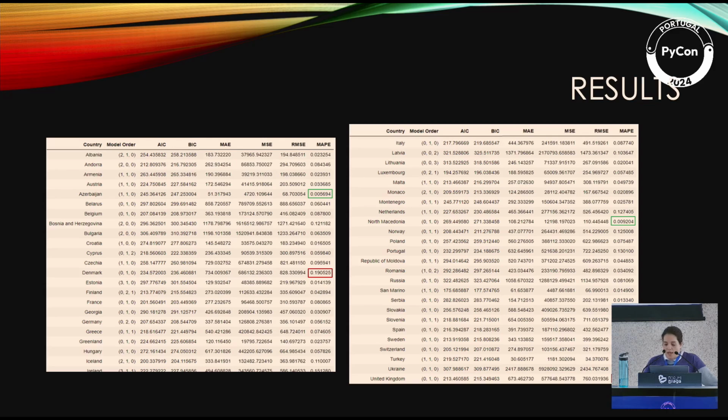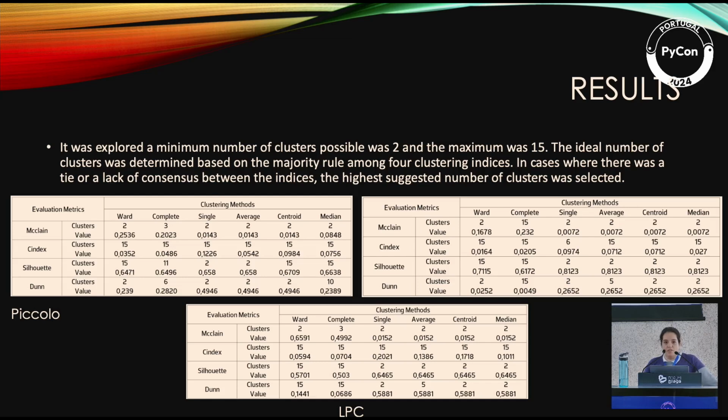With these models, we chose 3 different similarity measures. The Piccolo is a measure similar to Euclidean distance. It's inspired by the Euclidean distance, but applied to ARIMA models. We used also Maharaj and LPC, and we explored all solutions between 2, because one solution, one cluster, is pretty inefficient, and 15. We explored these numbers to find what would be the best number of clusters.